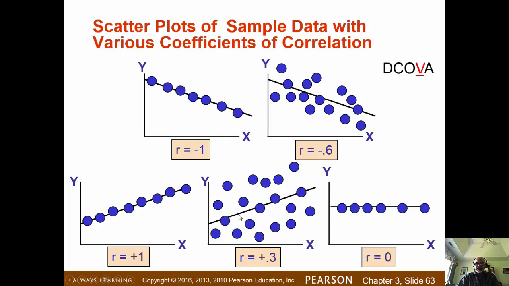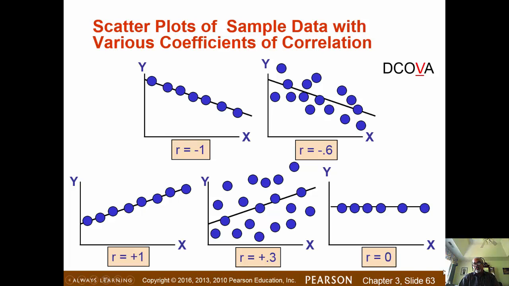Now this example, the points are even further apart from the line, but that seems to be a positive slope. So R will be positive and the magnitude will be smaller because the points are farther apart from the line compared to this graph. Now here is a peculiar situation where you have a straight line where all the points fall right smack on the straight line.